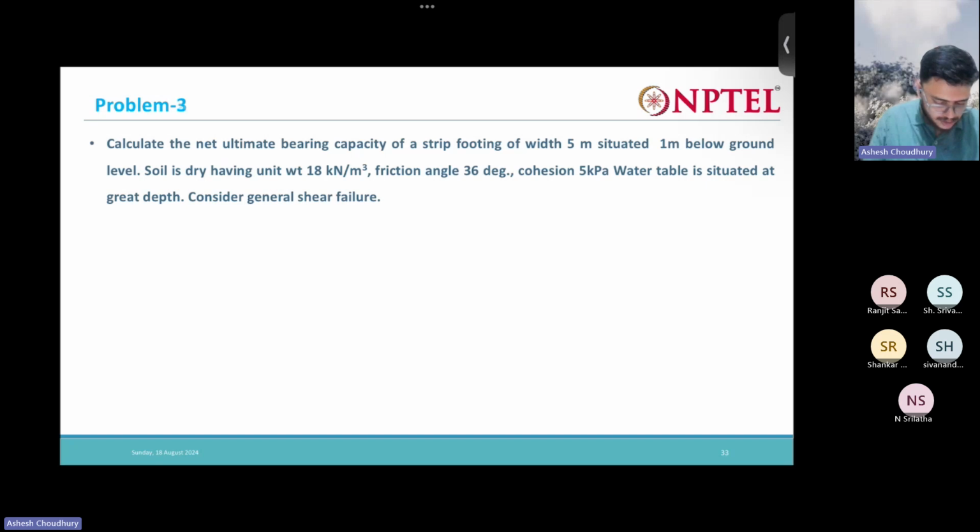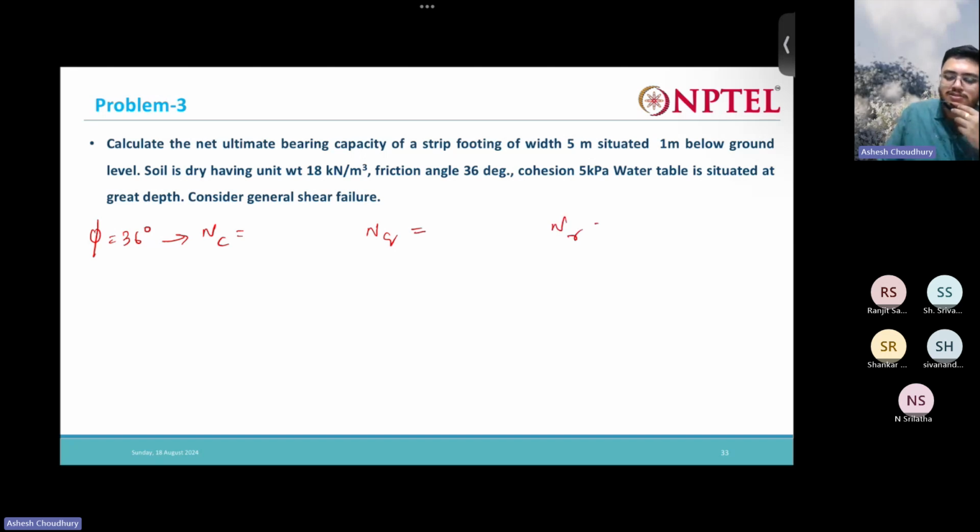Now see, try to calculate this. Calculate the net ultimate bearing capacity of a strip footing of width 5 meters situated 1 meter below ground level. Soil is dry, having unit weight 18 kN per meter cube. Friction angle is 30 degrees. Cohesion is 5 kPa. Water table is situated at grade 10. Consider general shear failure. Now for phi equal to 36 degrees, you can calculate N_c, N_q, N_gamma.